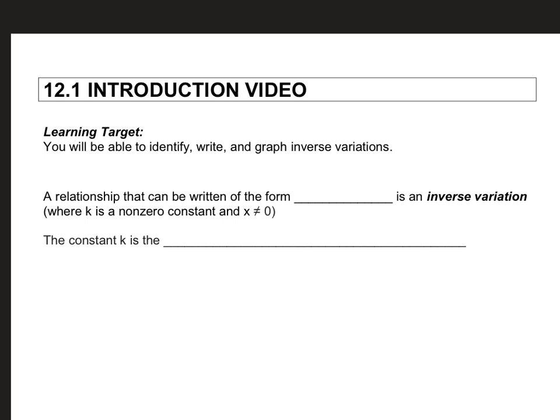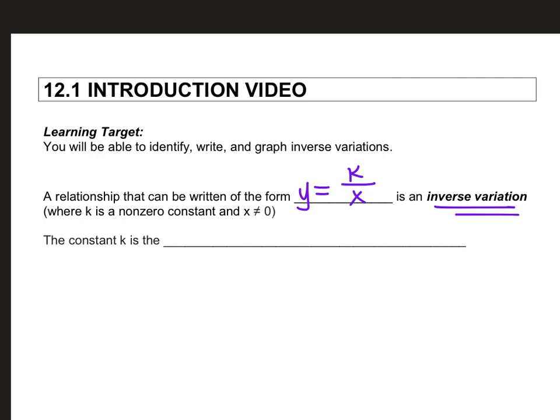Okay, so a relationship, let's get some vocab out of the way. A relationship that can be written in the form y equals k divided by x is an inverse variation as long as k is a non-zero constant, so that just means it's a number other than zero. So k could be 1, 2, 3, 4, 5, negative 10, any of those. And x also cannot equal 0. If you notice, x is in the denominator, so if you have a fraction and you're trying to divide by 0, it is undefined. That's why, in order for these functions to exist, we have to make sure that x does not equal 0.